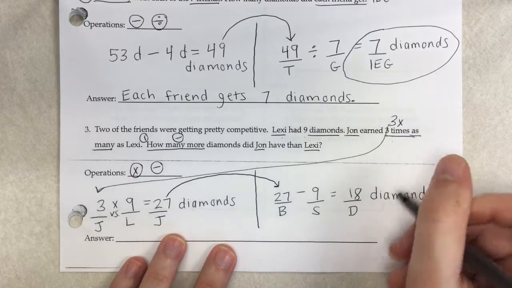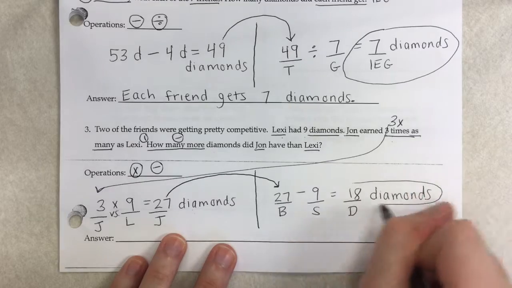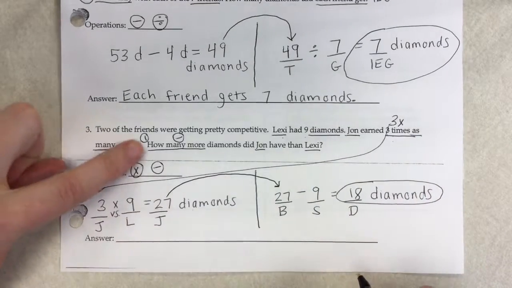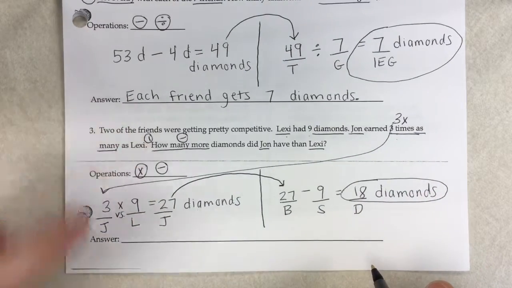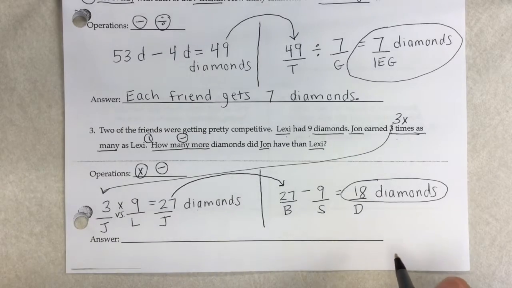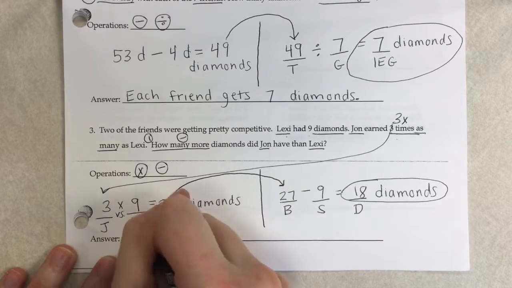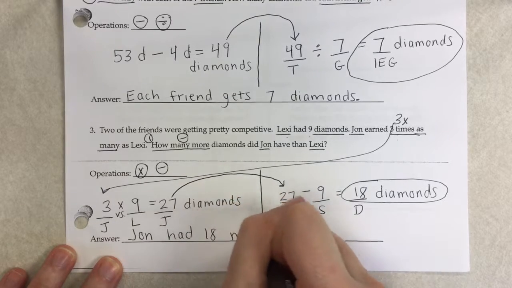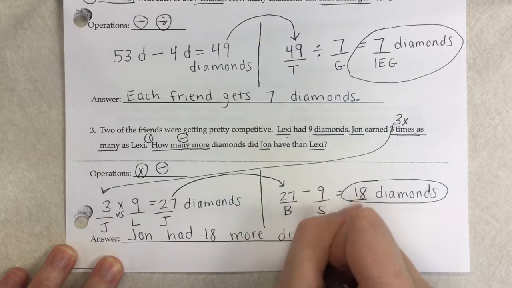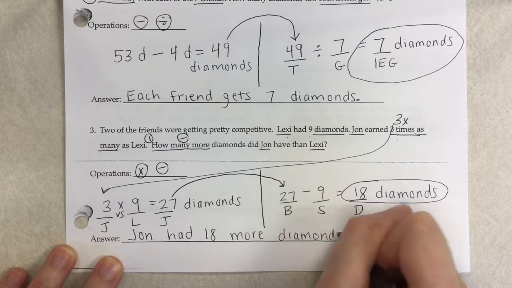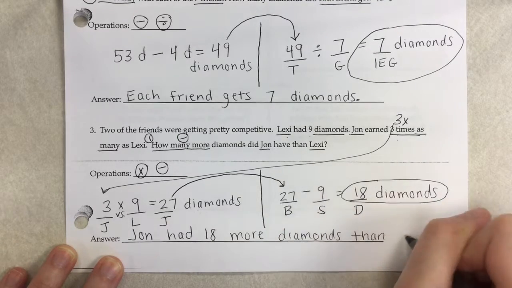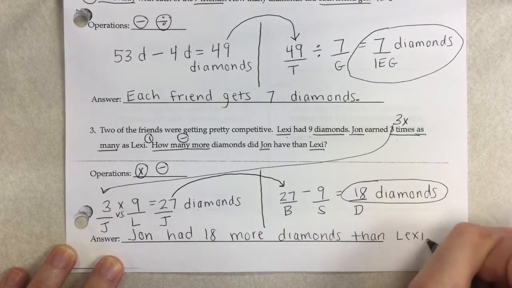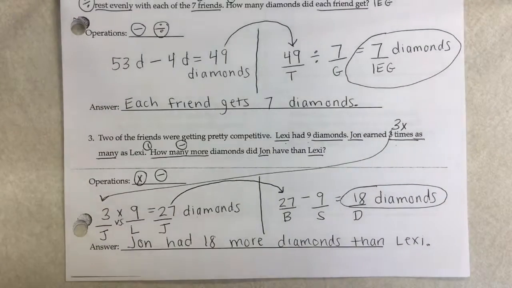And that is how many more John had than Lexi. So I'm going to circle that. I need to check my question to write my sentence. How many more diamonds did John have than Lexi? And I write, John had 18 more diamonds than Lexi, period. Great job.